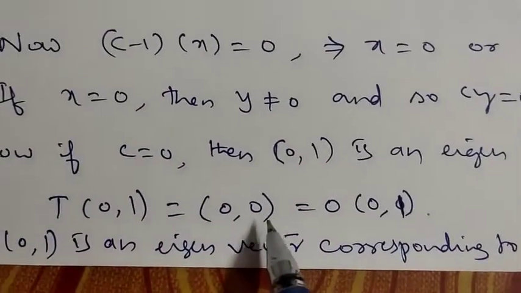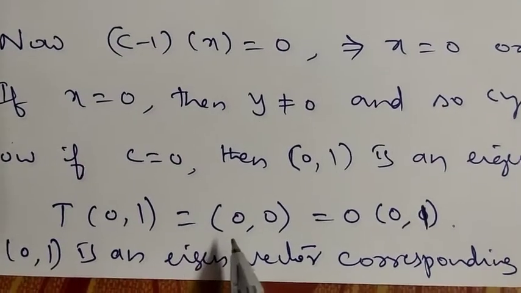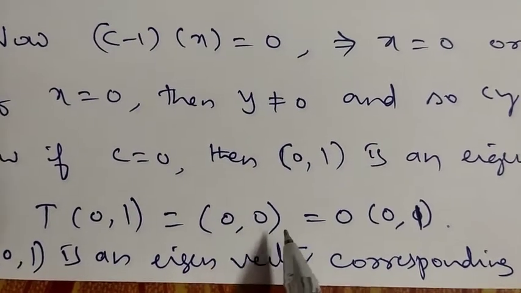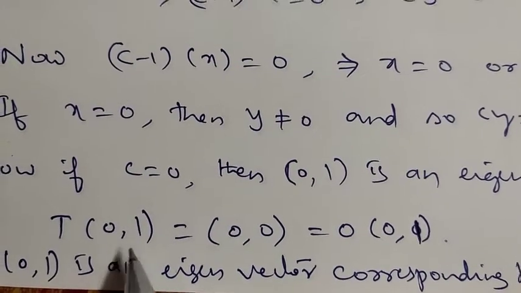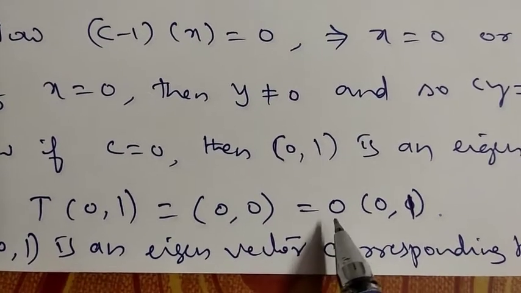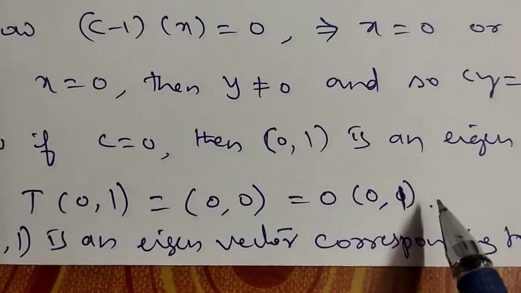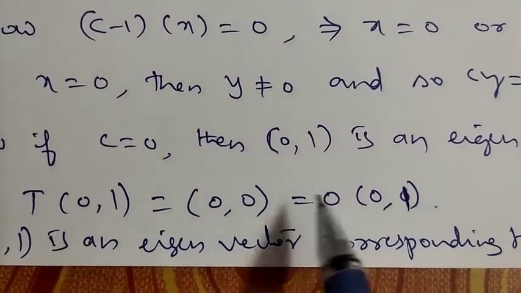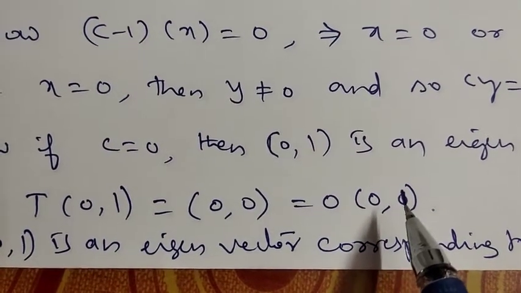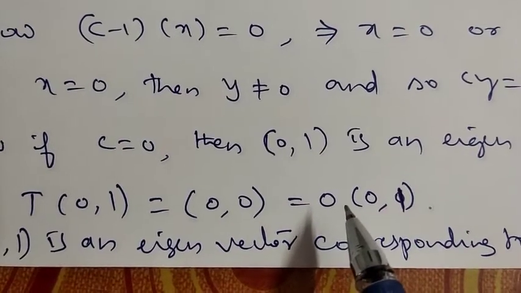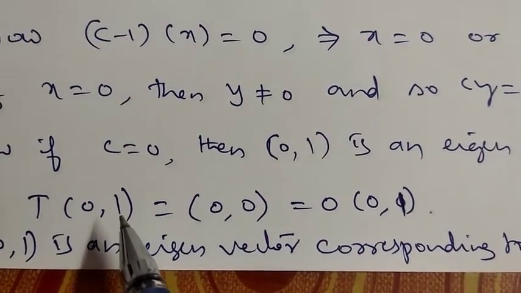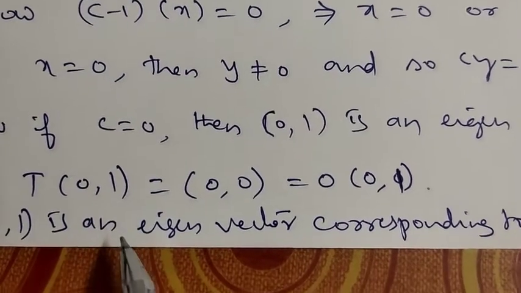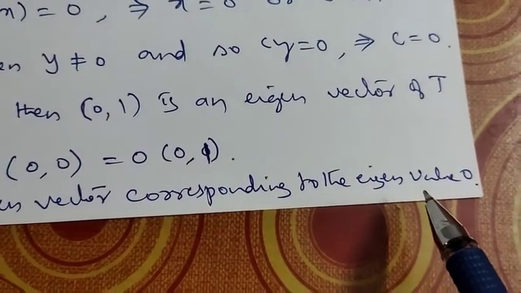Because here T of (0, 1) is equal to what? By definition, T of (x, y) is (x, 0), so T of (0, 1) is (0, 0). And (0, 0) can be written as 0 times (0, 1). Therefore, T of x is equal to lambda times x. For the eigenvalue 0, there exists a non-zero vector (0, 1), which is the eigenvector. Therefore, (0, 1) is the eigenvector corresponding to the eigenvalue 0.